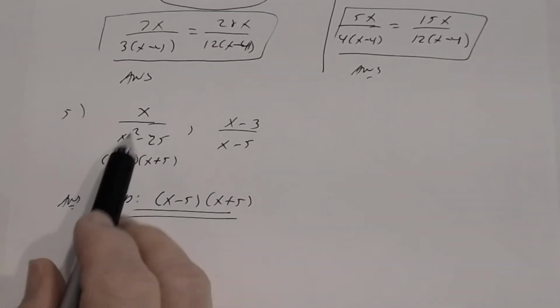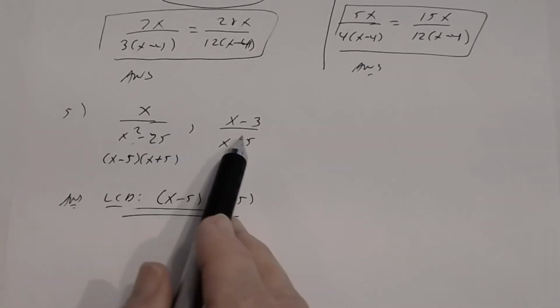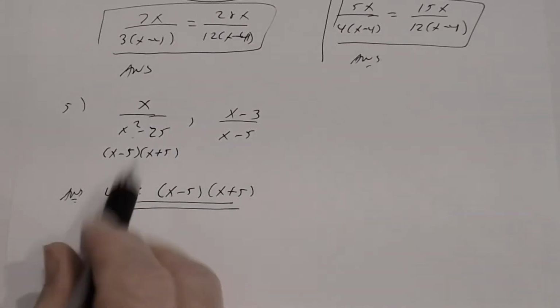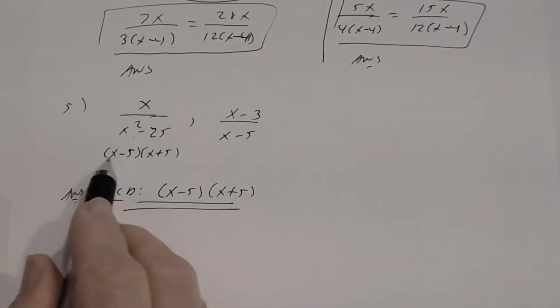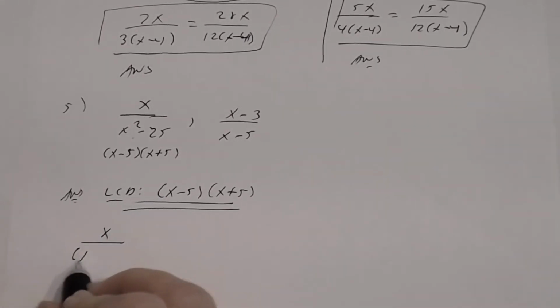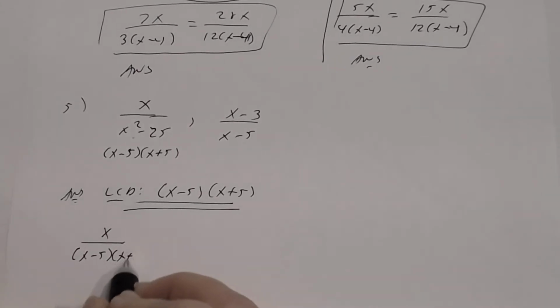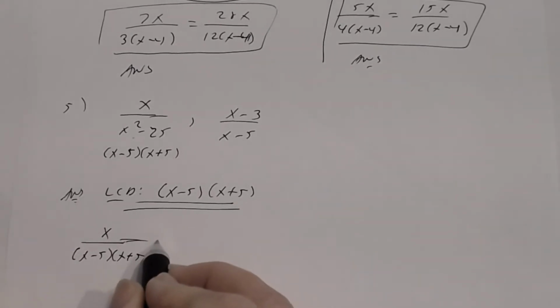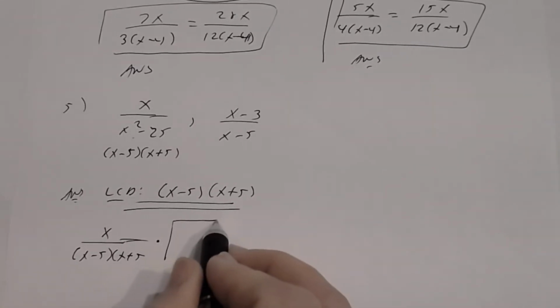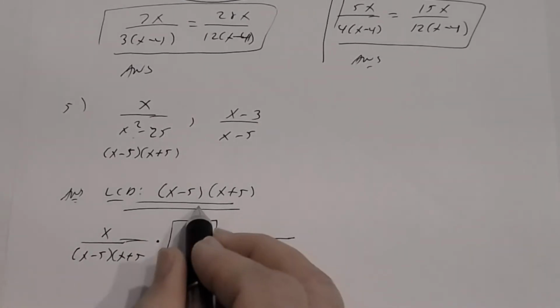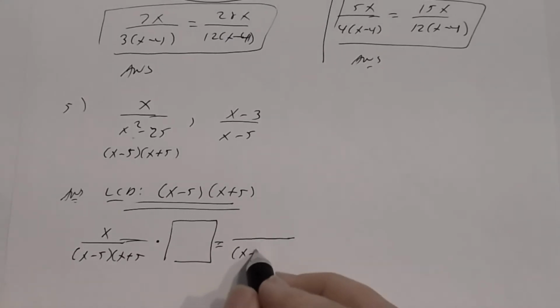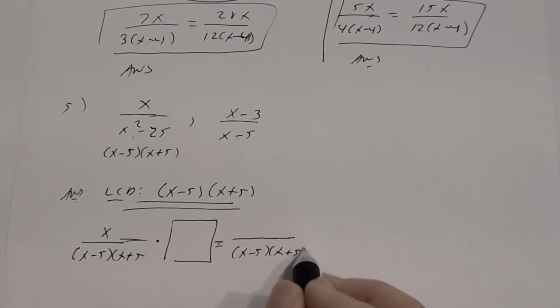Then the next part you're going to do is write equivalent fractions for both of those with that denominator. So let's do this one first. So x, and I'm going to go ahead and use the factored form. X divided by x minus 5 times x plus 5. I know I have to multiply that by some rational expression to get an equivalent rational expression with this denominator, x minus 5 times x plus 5.